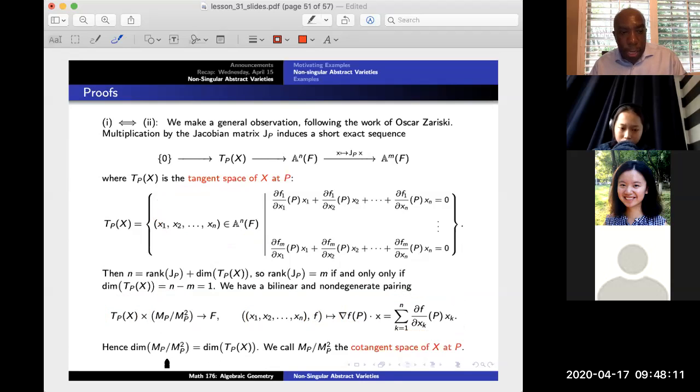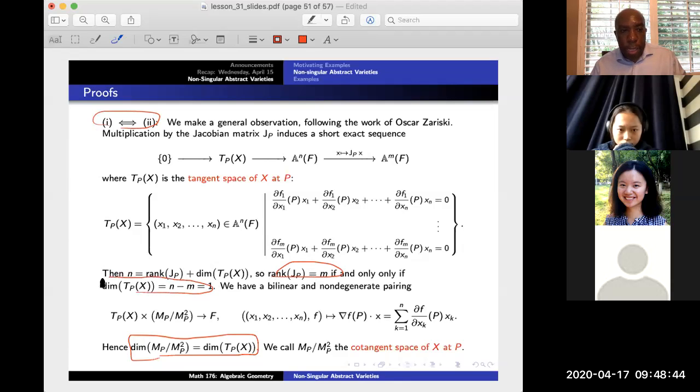I'm introducing all of this to say that actually the dimensions of these two are the same. That's the important thing. So the dimension of the tangent space is 1 if and only if the dimension of this weird quotient over here is 1. But that was exactly what I meant by saying that 1 and 2 are equivalent. All right, so again, to recap, x is non-singular means that the Jacobian here has rank m, which means that this tangent space here has dimension 1, which now means that this vector space here has dimension 1. So that's what 1 and 2 equivalent means.